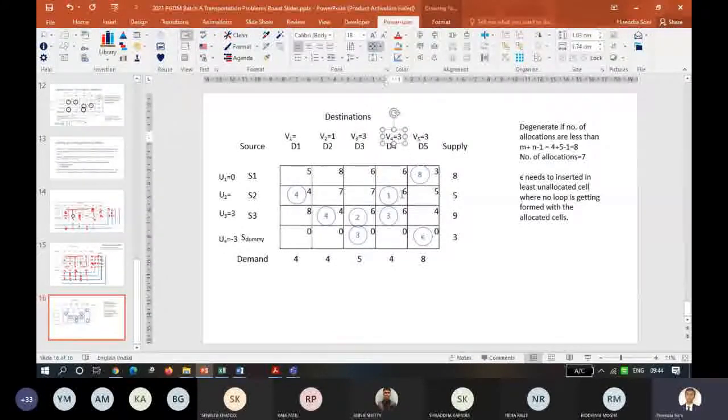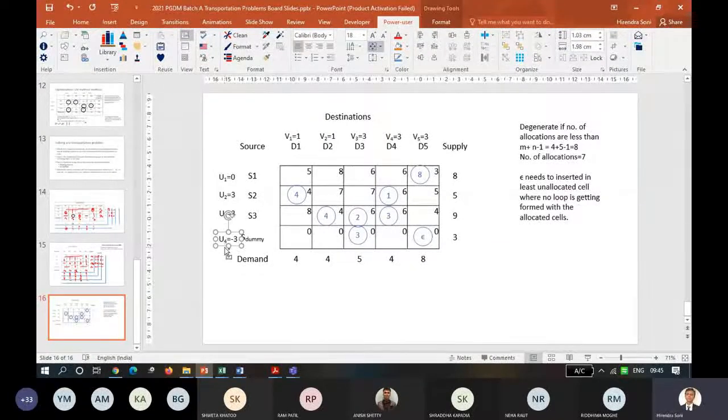Now since I know V4, can I calculate U2? It will work, right? So U2 would be 6 minus 3, again 3. Correct? Now based on this, can I calculate V1? V1 will be how much? 4 minus 3, 1. Very good.